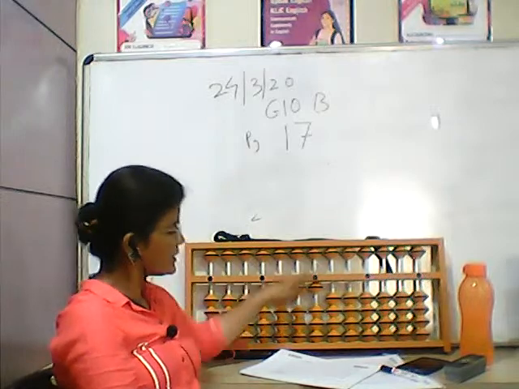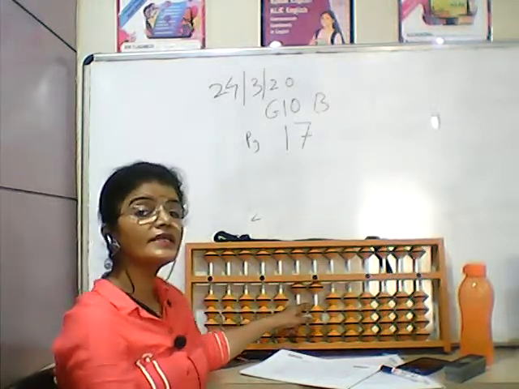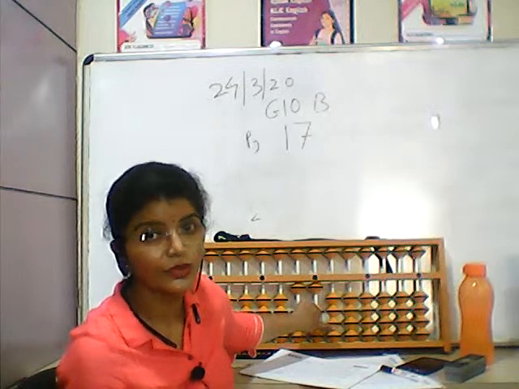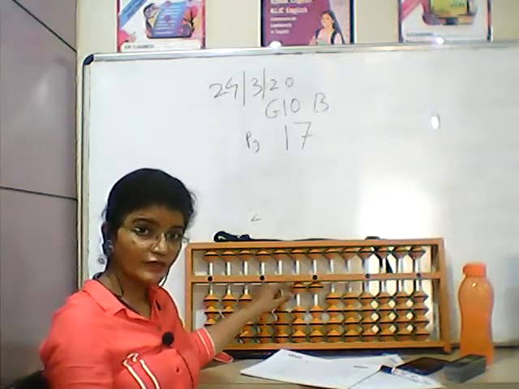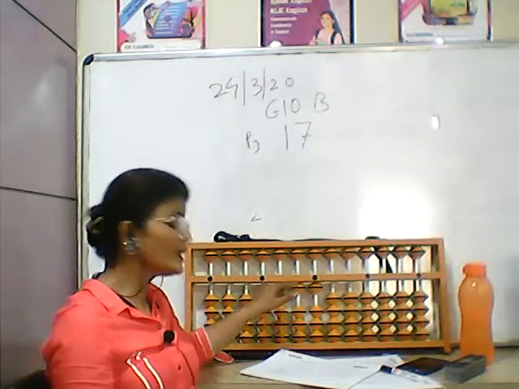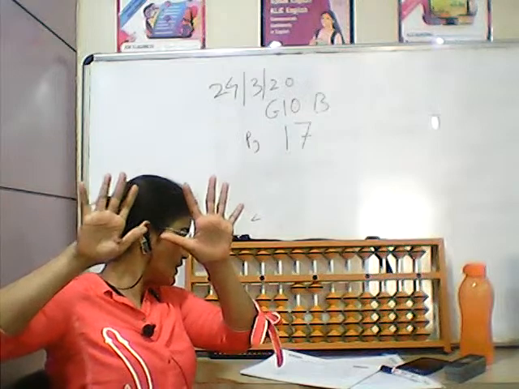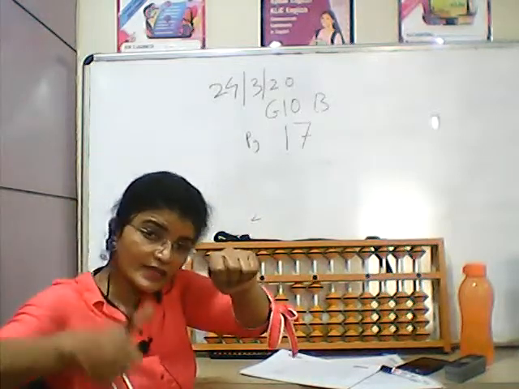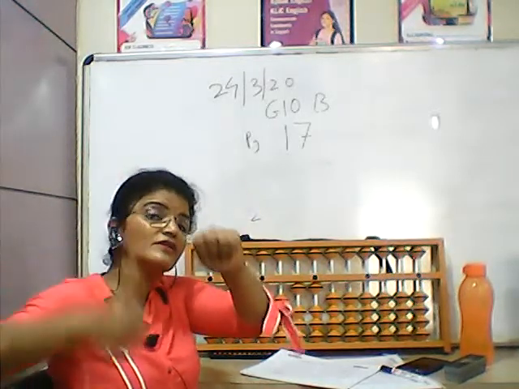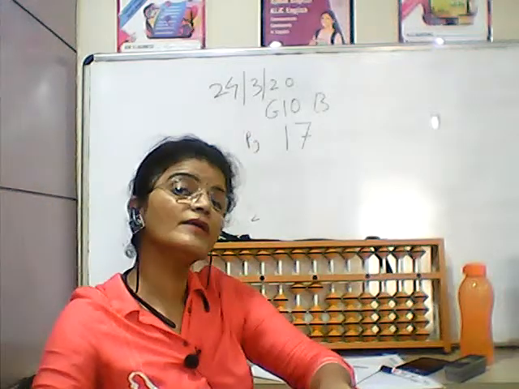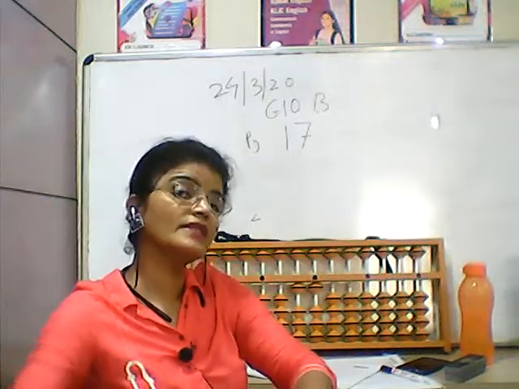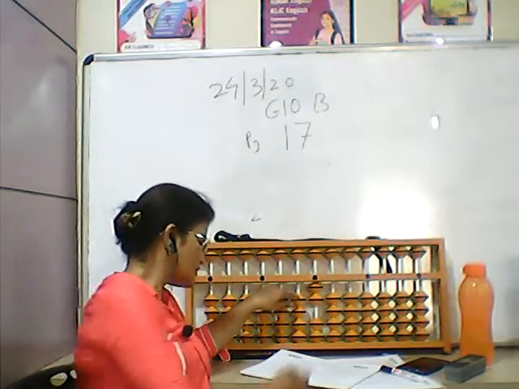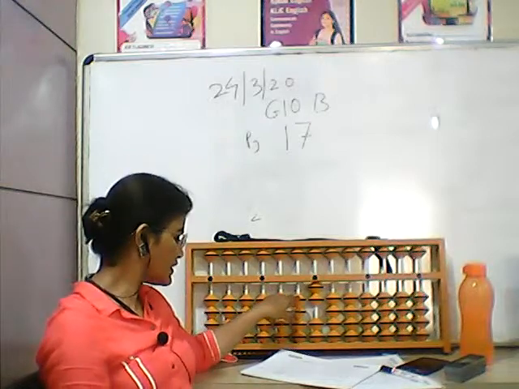Minus 9. Can you do minus 9 directly? No. Can you do minus 10? Yes. So take the help of big friend 10. Minus 9. 9 ka friend plus 1. So formula kya? Minus 10 plus 1. The answer is 2.